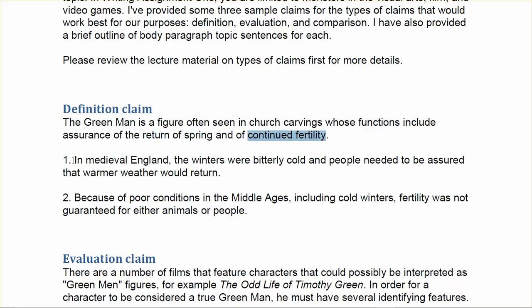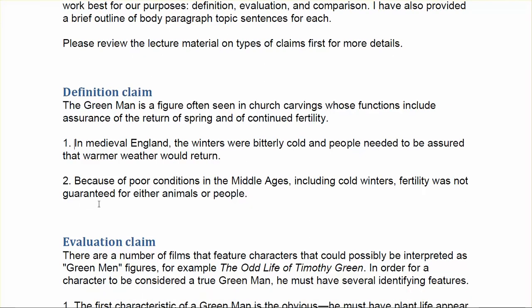So in my essay, I would probably only have two paragraphs, one paragraph per function. Or if I had a lot to say, maybe I'd have three paragraphs on one function and four on another. It just depends. But the point is I have two sub-claims here. In medieval England, the winters were bitterly cold and people needed to be assured that warmer weather would return. That'd be my first topic sentence, and now I would find support from the images I have, whatever it is I'm working with, and add that to that section of the paper.